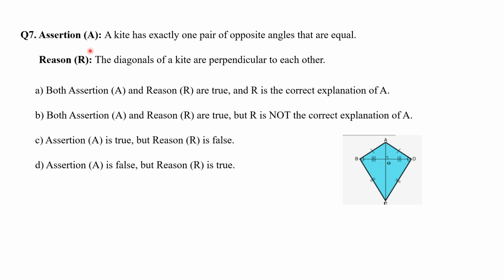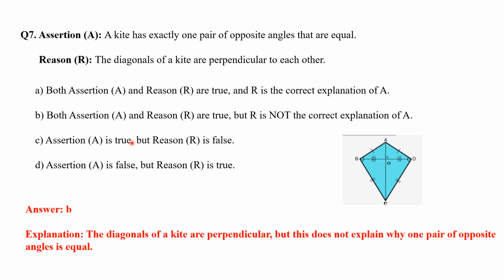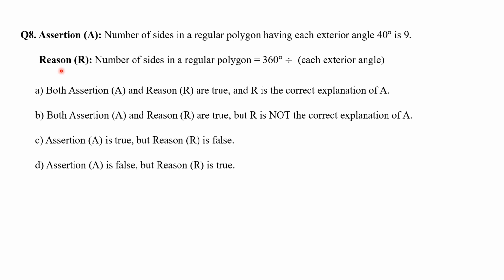But if you see, assertion is talking about opposite angles being equal, but reason is given for the diagonals of a kite being perpendicular. Though both the statements are true, reason is not the correct explanation for assertion. So from here I can say that option B is the correct option, and the explanation: the diagonals of a kite are perpendicular, but this does not explain why one pair of opposite angles is equal.